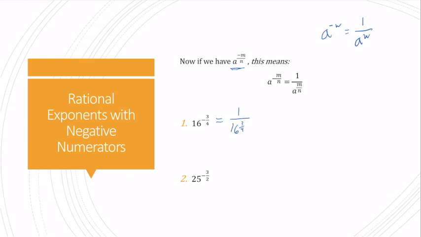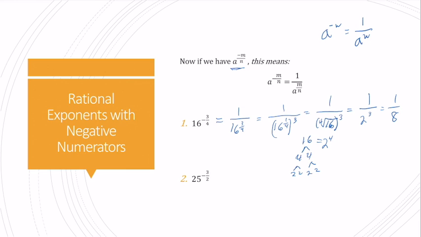Then I can pull this denominator apart. That gives me 1 over 16 to the 1/4 cubed, which is 1 over the 4th root of 16 cubed. Well, the 4th root of 16 is going to be a 2, because 16 factors into 4 and 4, which gives me 2 and 2 and 2 and 2. So 16 is 2 to the 4th. So I'm left with 1 over 2 cubed, which is 1/8.